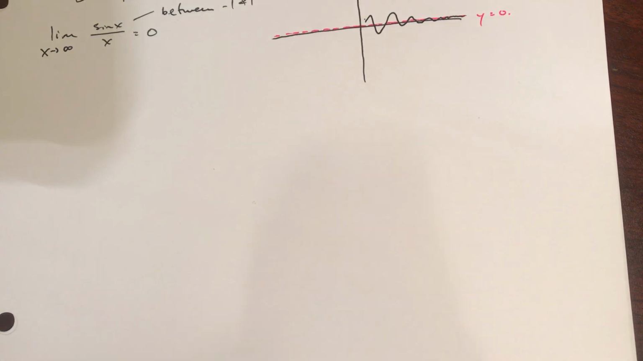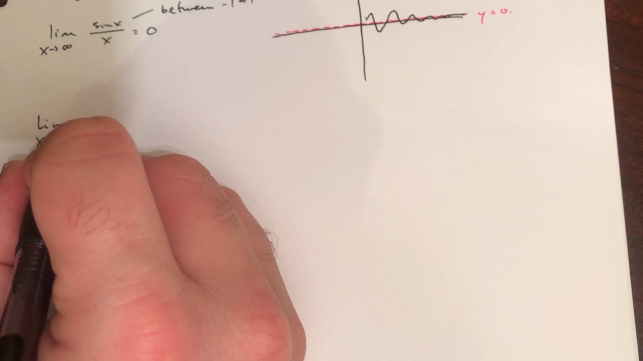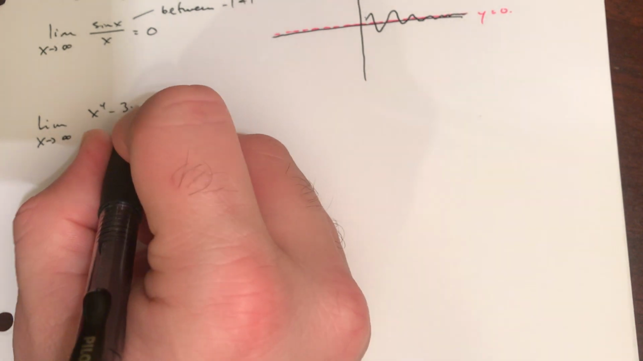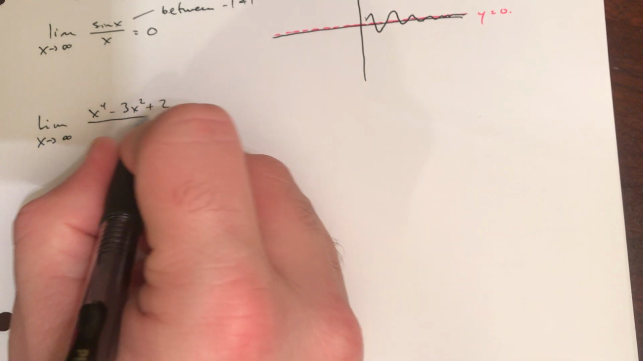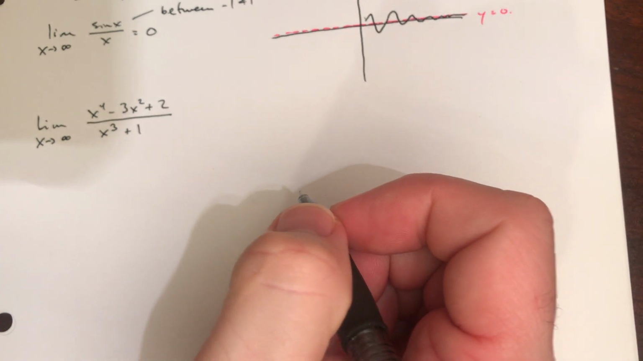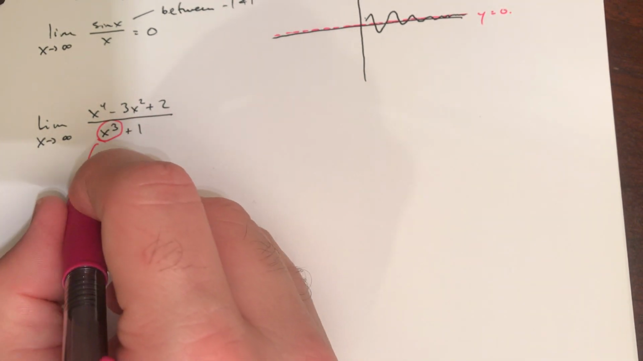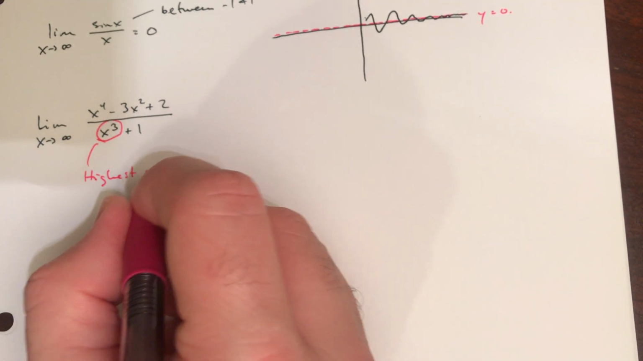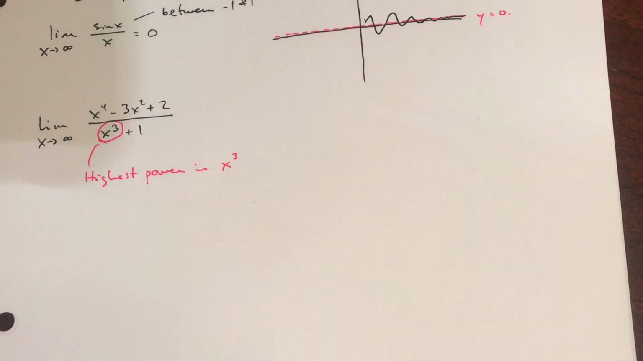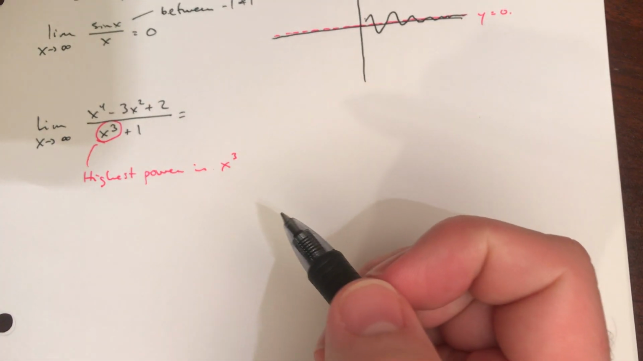So let's try another one. Let's look at the limit as x goes to infinity of x to the 4th minus 3x squared plus 2 over x cubed plus 1. The highest power in the denominator is x to the 3rd, and so that's what we're going to divide by. I don't care what the highest power is in the numerator.